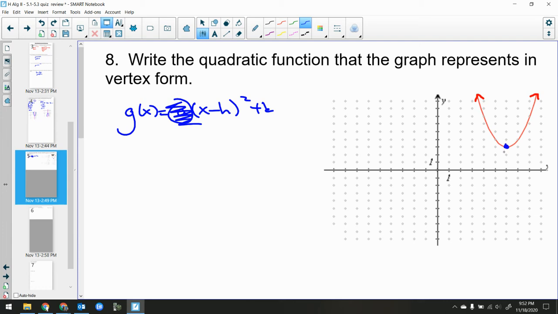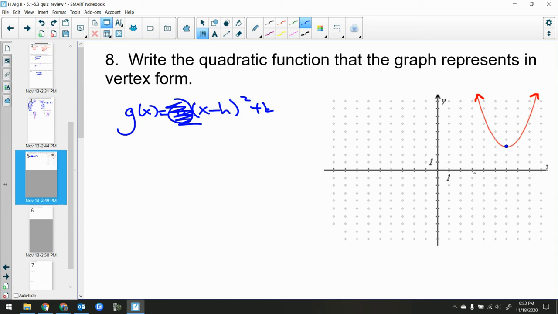Look, remember I had my axis there: 1, 1, 2, 4, -1, 1, -2, 4. See, the arms are the same. It's not narrower or wider than my original parent. So therefore, I know that there's no vertical stretch or compression that's been applied. But again, I'm not going to give anything to you like that. All I'm really wanting you to do here is identify where the vertex is.